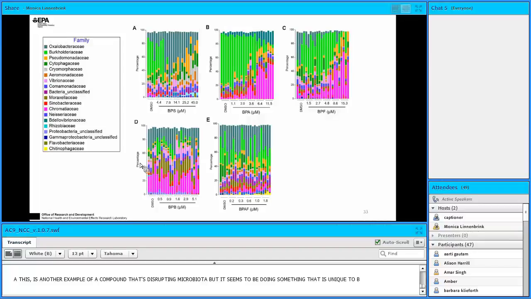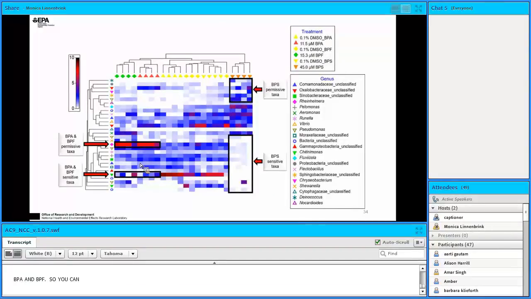So you can put all these data side by side to try to identify commonalities using the unsupervised clustering and the heat map visualization that's shown on this slide. And what's interesting here is that all of the DMSO controls are more similar to one another than to any of the treated. And this is really important. This is just showing the highest concentration of each chemical.